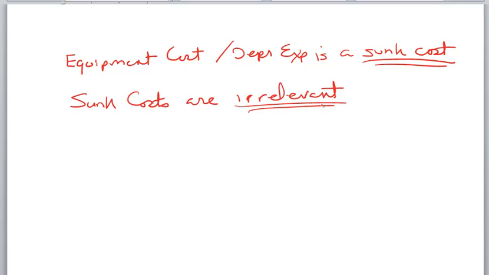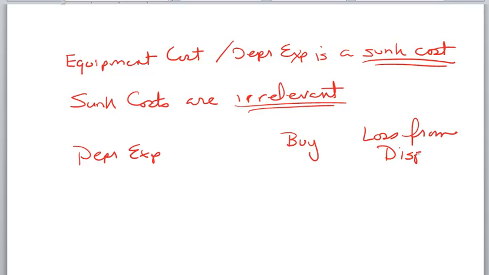The main reason for this is that if we are making our own products, we have depreciation expense. But if we buy the product, we'd have a loss from disposal, meaning that we have equipment on the books that's not fully depreciated. And you think about book value equals cost minus accumulated depreciation.